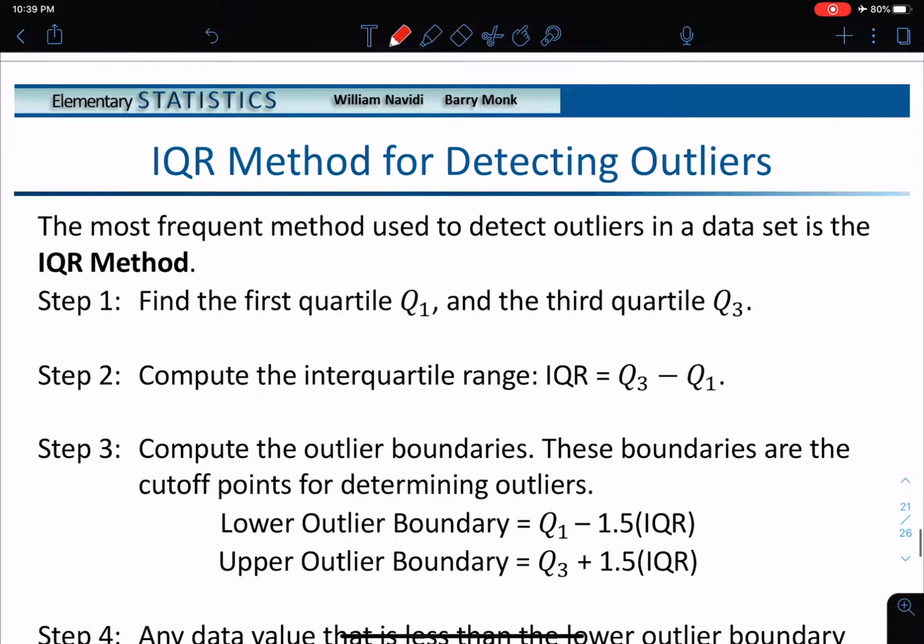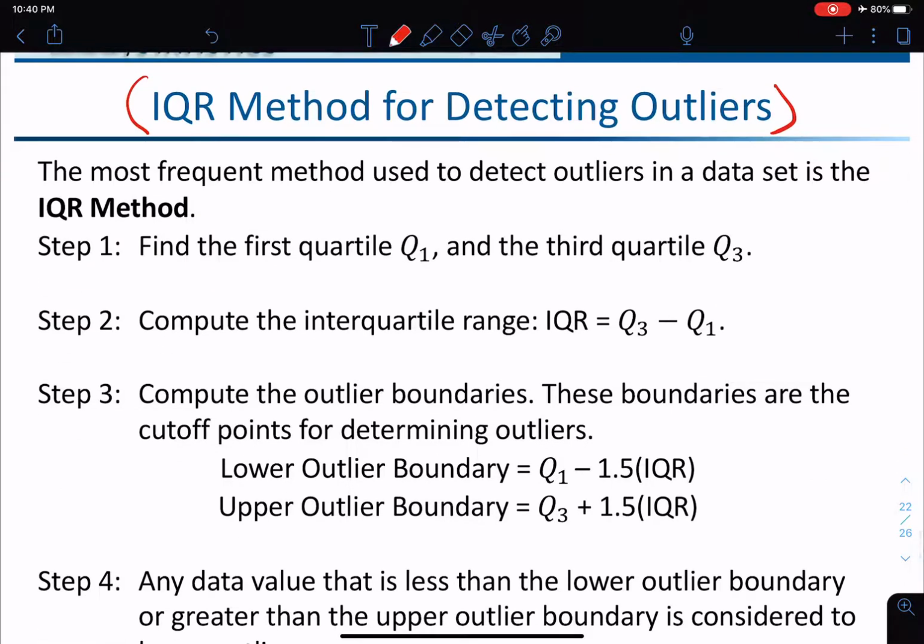Okay, so this is called the IQR method for detecting outliers, and I see this as a real popular method, and I like it because now I just don't have to look at it and go, oh, that seems smaller than the others, I think I'm going to cross it out, or that seems bigger, because some are obvious and some are not obvious. But this gives you a very, very clear-cut way to do it.